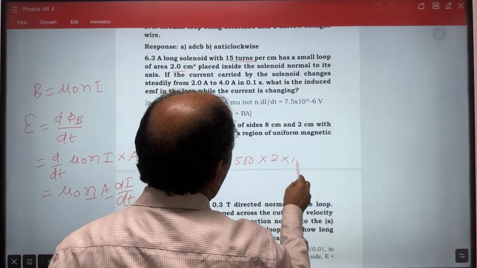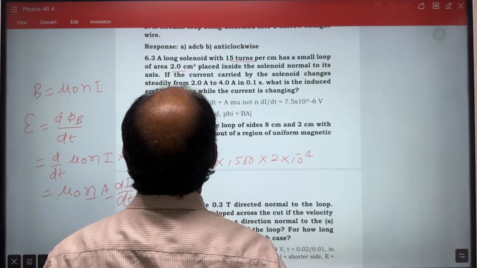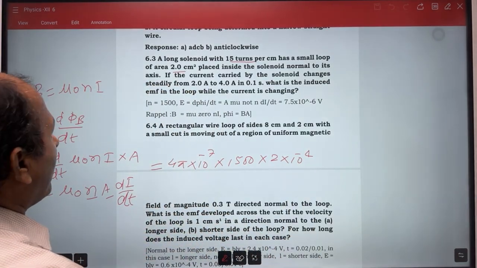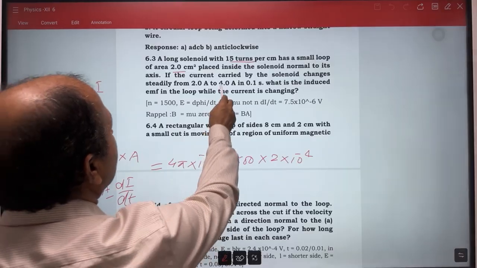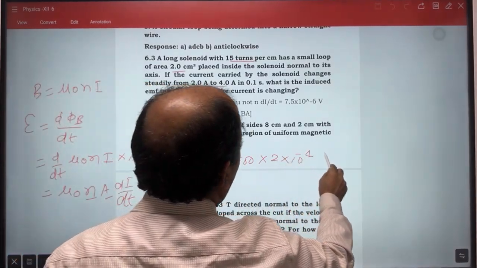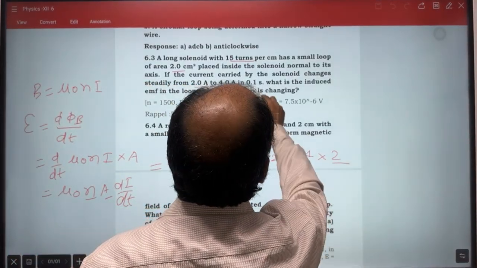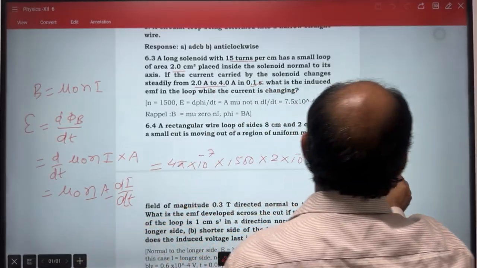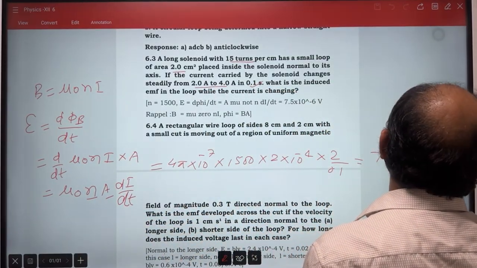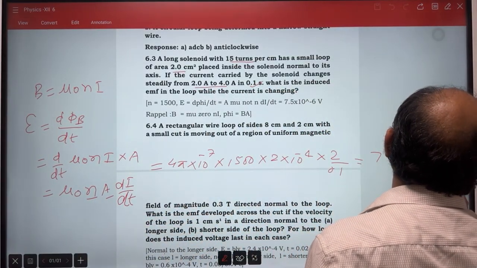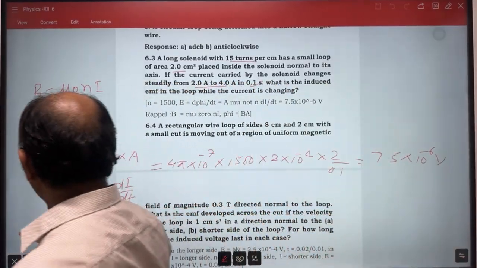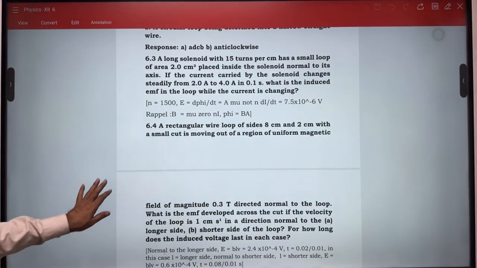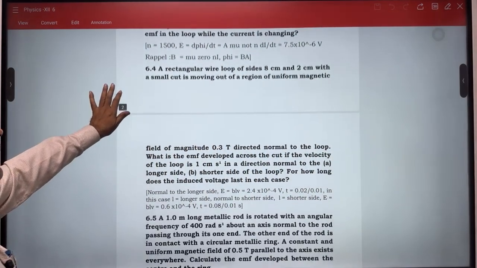So 2 into 10 to the power minus 4, and then dI by dt, the current changes by 2, and the time is 0.1, and then we can evaluate it. This comes out to be 7.5 into 10 to the power minus 6 volt. It's a simple question. Now consider the next question.